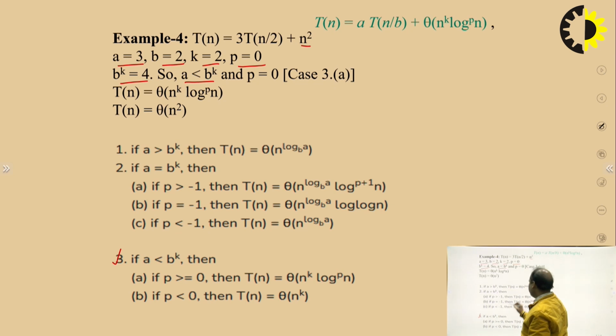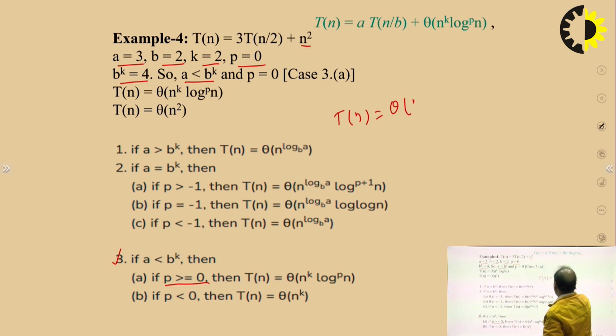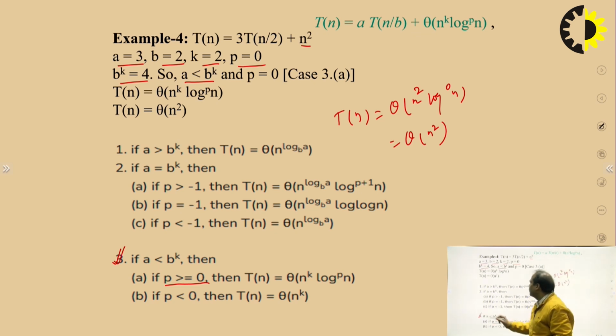And here p is greater than or equal to 0. So the solution is very easy: in this case the solution is theta of n to the power k. k is here 2, and then log to the power 0 of n. So the solution is theta of n squared. So we are here in case number 3.